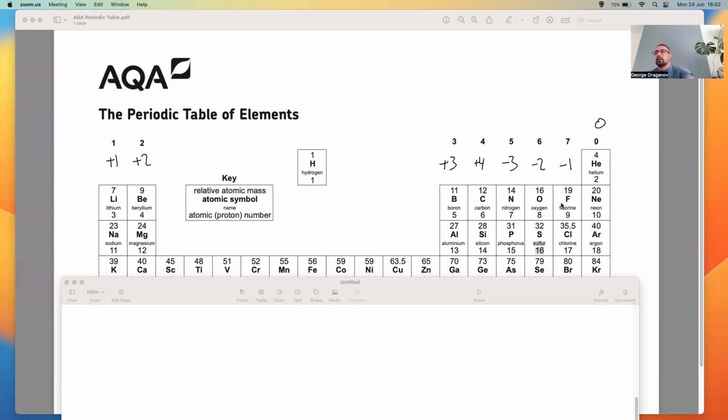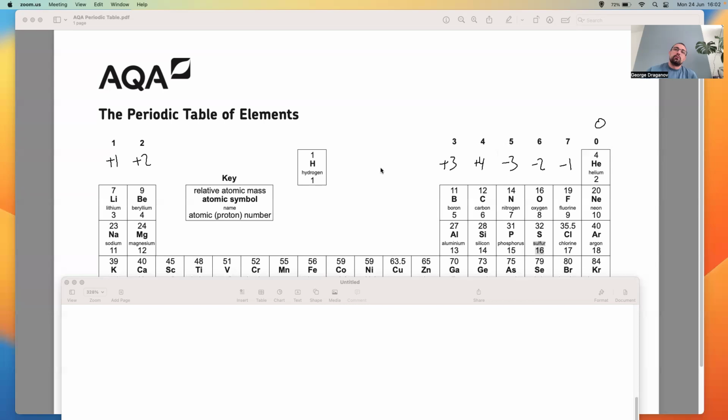Now, let's look at the pattern. +1, +2, +3, +4, -3, -2, -1, 0. Another way to think of it is just subtract 8 once you get to 5. So 5 - 8 is -3, 6 - 8 is -2, and 7 - 8 is -1. That's just a way you can do it.